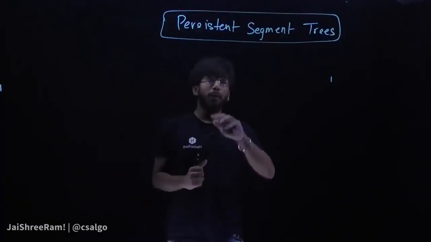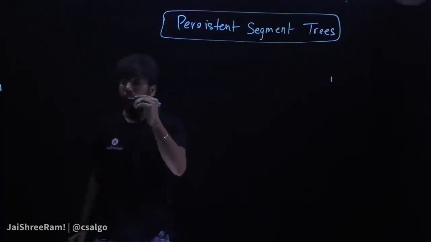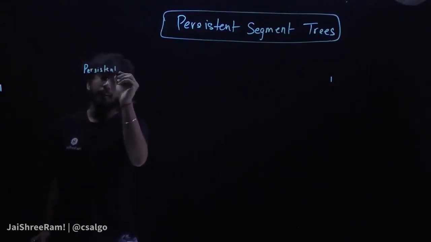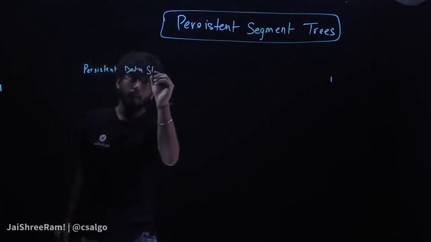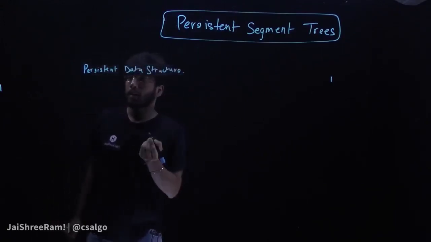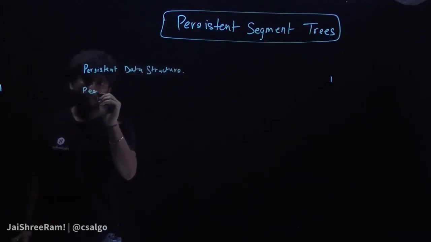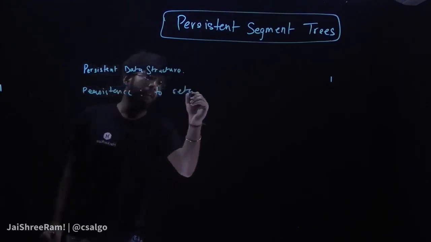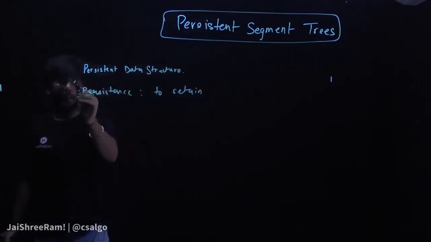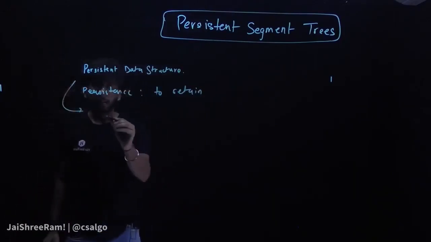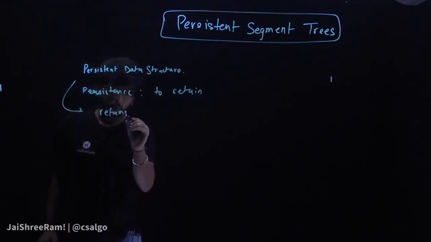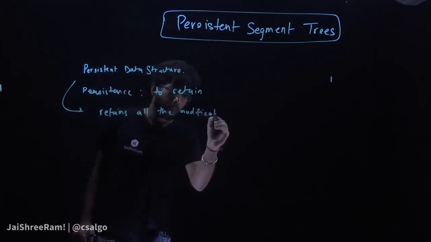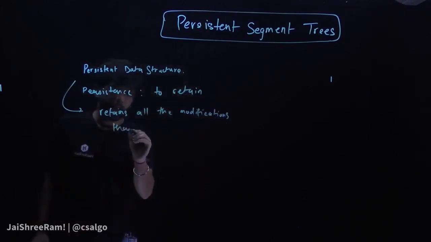So the topic for today is persistent segment trees. First I'll define what a persistent data structure actually is. Starting from the term persistence, what does persistence actually mean? It means to retain. So a persistent data structure is a data structure that retains all the modifications that take place on that data structure.